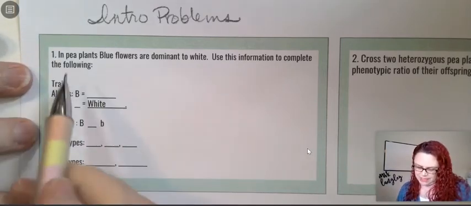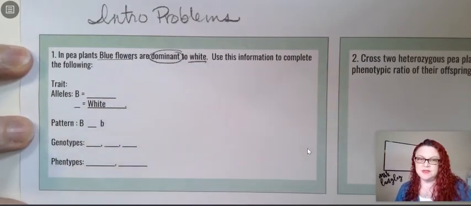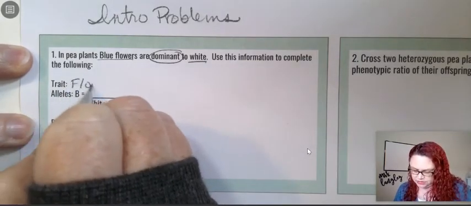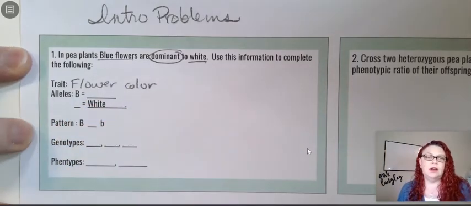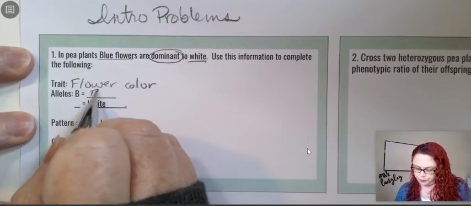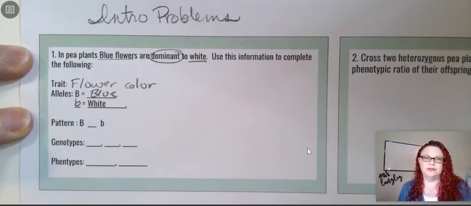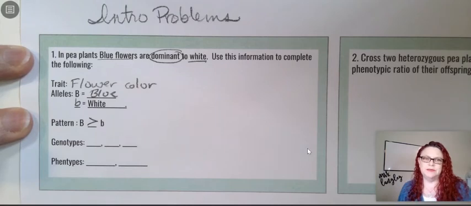So our first problem: in pea plants, blue flowers are dominant to white. Use this information to complete the following. Trait. Well, we're looking at flower color. Okay, that's our trait. And our alleles, we're going to use capital B for our dominant allele, so we know that's blue. And that means we use the lowercase b for our recessive allele. We know that our blue is dominant to our white.